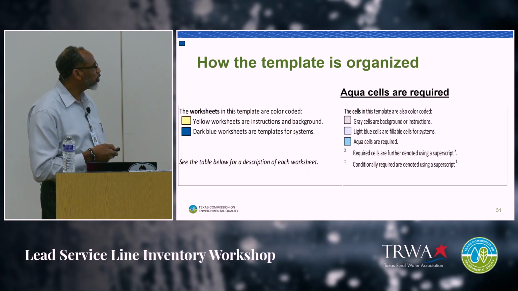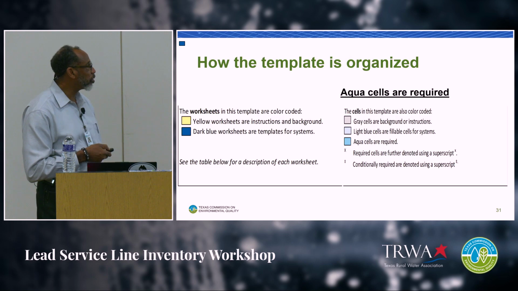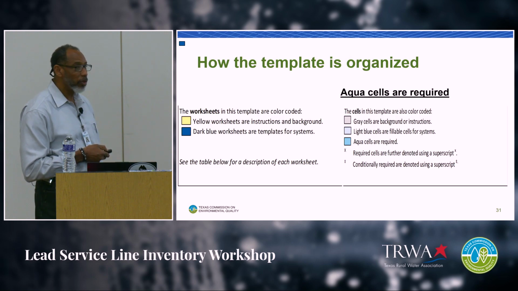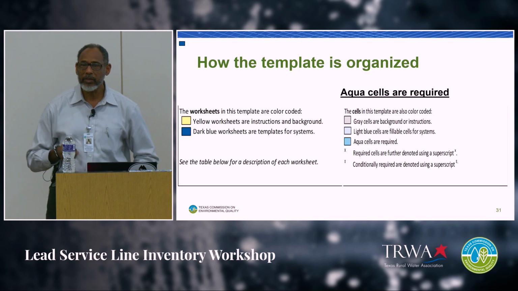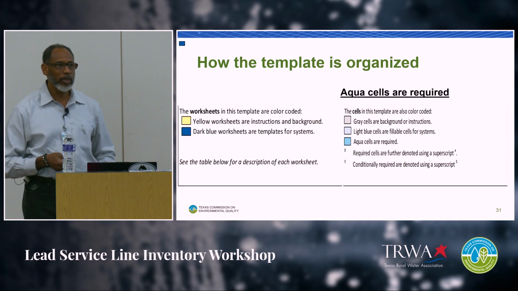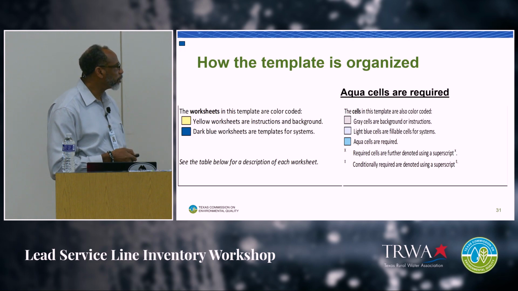And then in the cells in the template itself, the gray cells are background as well as instructions. Light blue cells are fillable cells for the system. So this is the color you want to focus on. Light blue cells for system information, and then the most important color is the aqua cells, kind of bluish, which are required. So those are required fields. You want to make sure, if nothing else, those are completed. And we'll look at them in a minute.